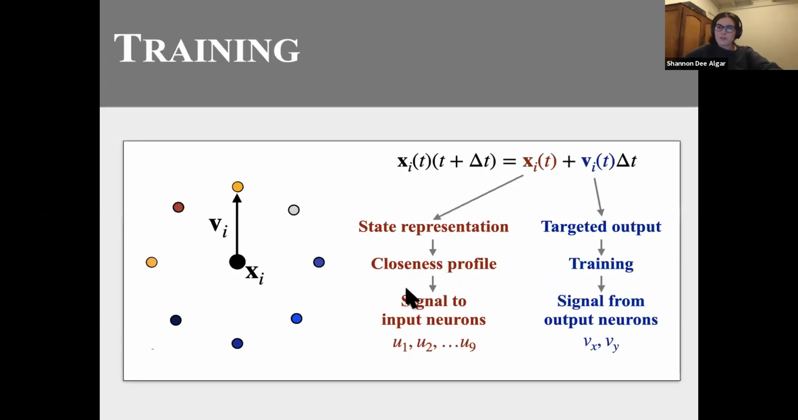The echo state network was then trained with data that was generated from our selfish herd model. So here are the 8 sampled locations I mentioned, the position of particle i, and the velocity that results in the smallest polygonal domain. And so the position of the particles is used to get our state representation, our Voronoi tessellation, from which we then derive a closeness profile, and ultimately the signal to the input neurons. The targeted output is this optimum direction, the one that results from the smallest domain. And that is used for our training and ultimately the signal that comes from our output neurons.